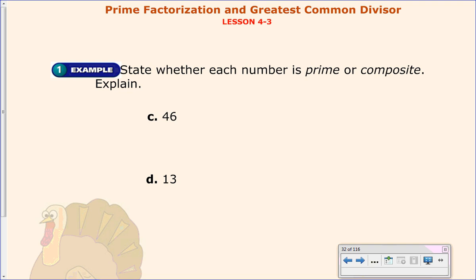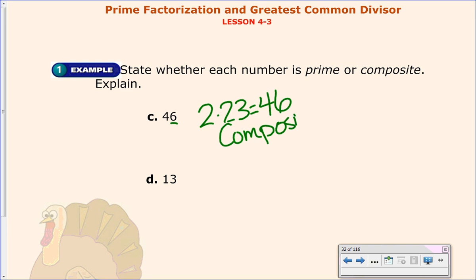All right, let's check C. Well, we have 46. Well, going right away, this is an even number. It ends in a 6. So I know 2 times 23 will give me 46. An even number, I know 2 goes into it. So this is composite, not prime. And then we have the number 13. Well, the only way to get that is 1 times 13. So that is prime.